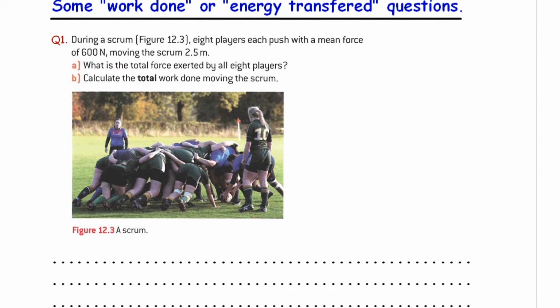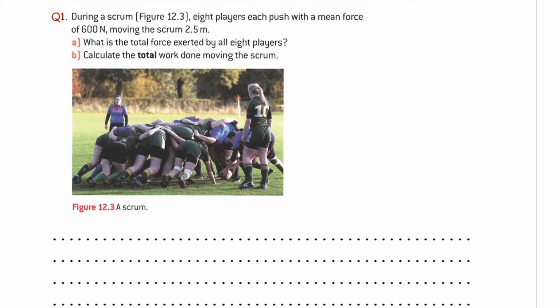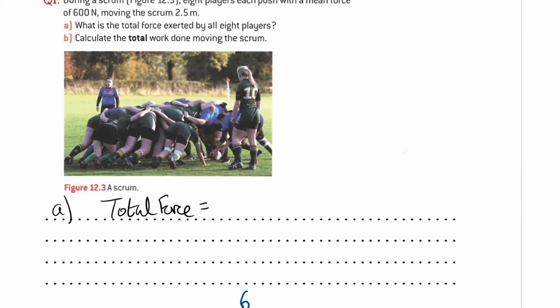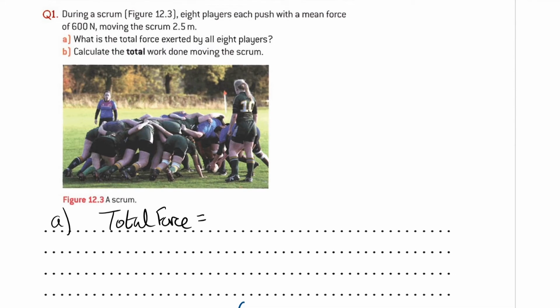Okay, continuing with the rugby theme. It says, during a scrum, 8 players each push with a mean force of 600 newtons, moving the scrum 2.5 meters. What's the total force exerted by all 8 players? So I'll go through this one with you. Total force. If you're going to write this out properly in true numerical reasoning style, you will come up with your own equation. Total force is force per player multiplied by number of players.